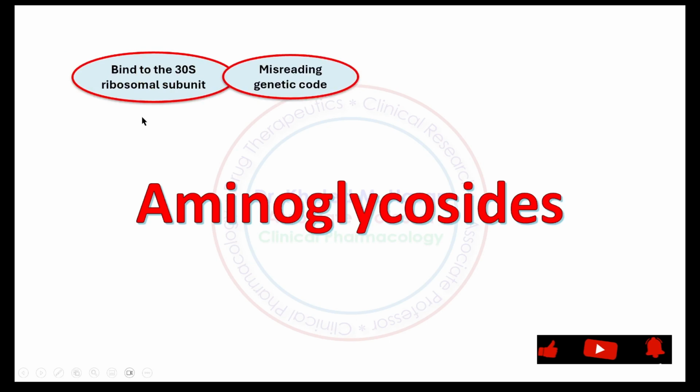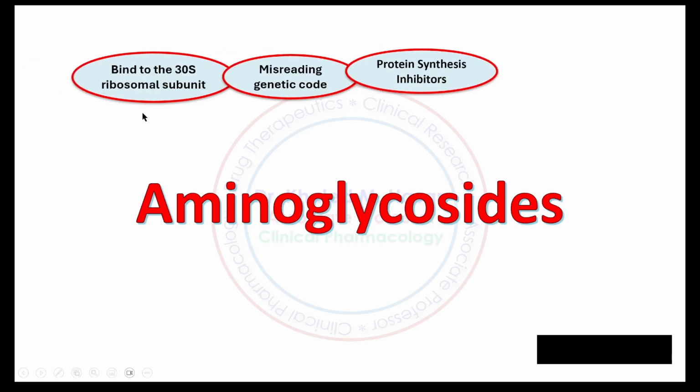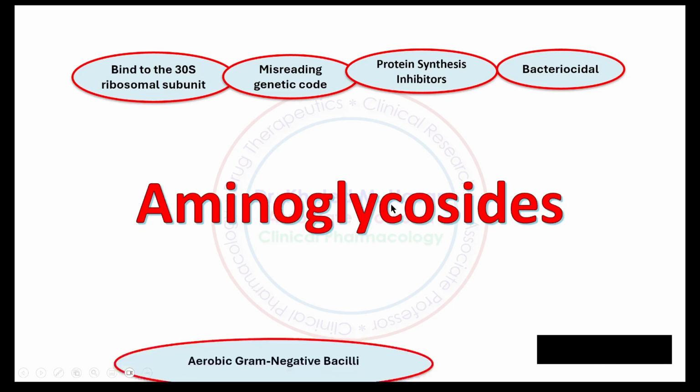Aminoglycoside leads to misreading of the genetic code in the ribosome RNA. The end result is inhibited protein synthesis, and aminoglycoside is considered bactericidal. If you compare that with tetracycline, it is considered bacteriostatic. So we need to remember that aminoglycoside is a bactericidal medication, while tetracycline is a bacteriostatic antibiotic.